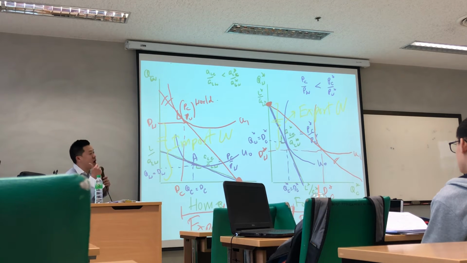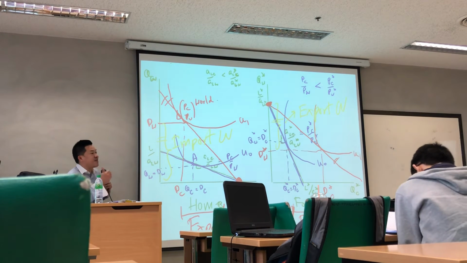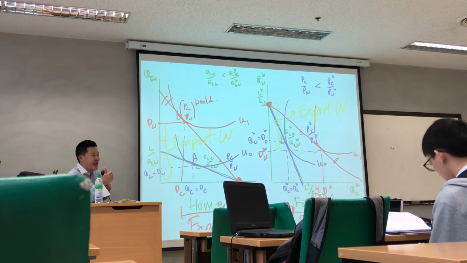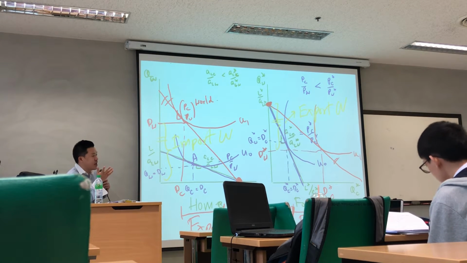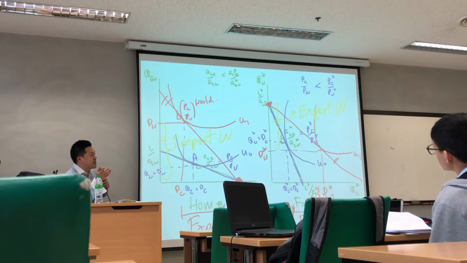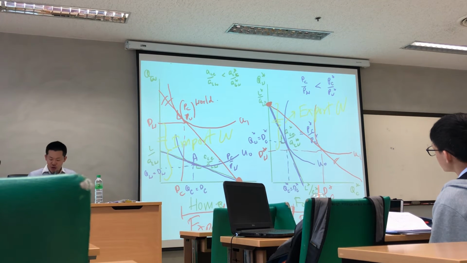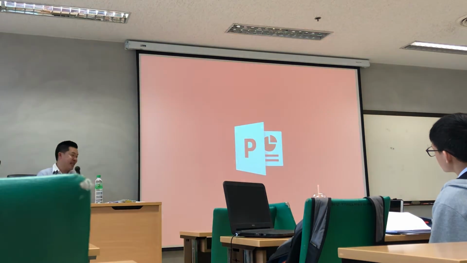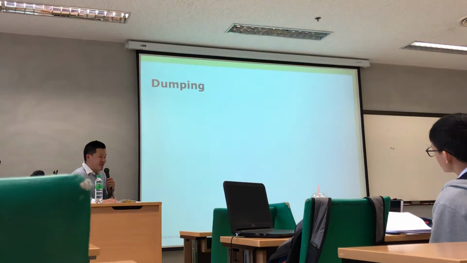The pattern of trade means home has comparative advantage in cheese. That's why home exports cheese. Foreign has comparative advantage in wine. So foreign exports wine and imports cheese. So this is what we did last week.